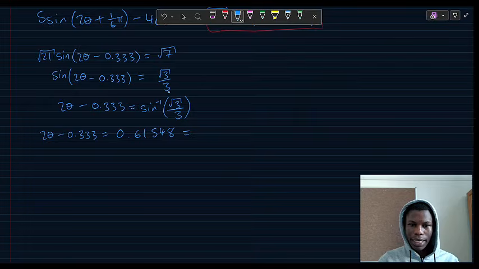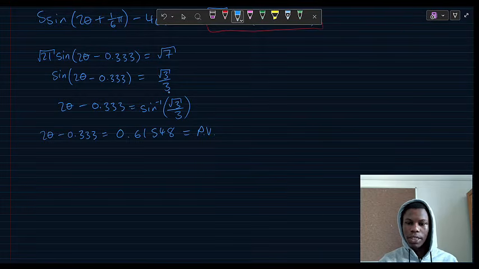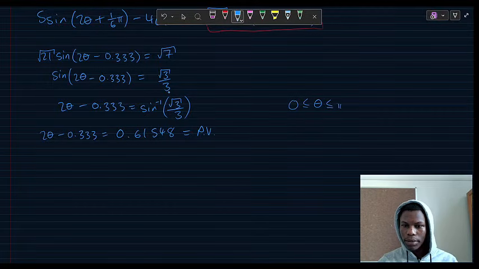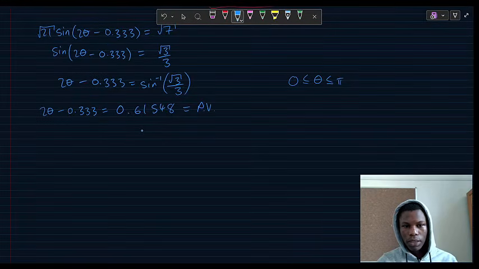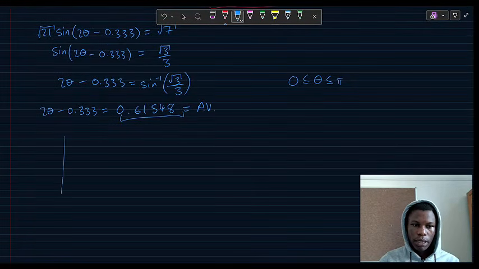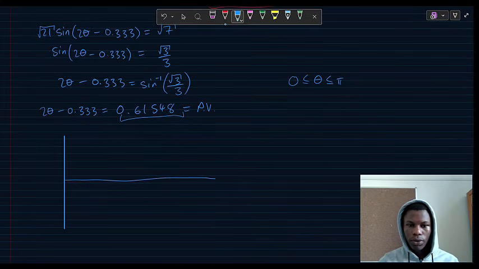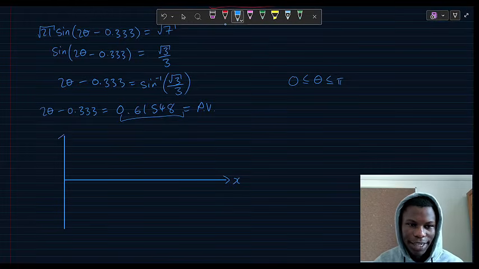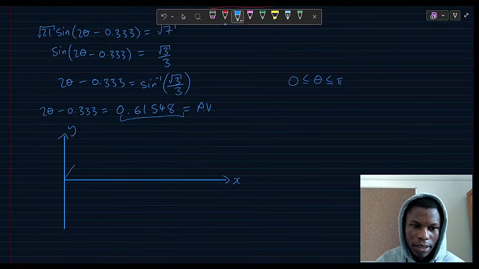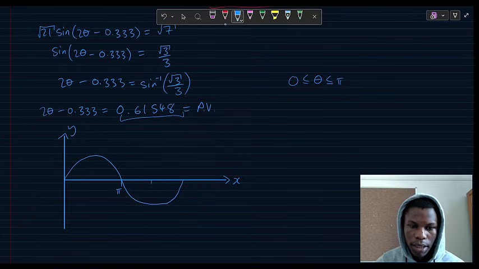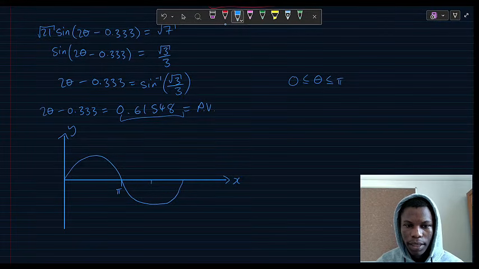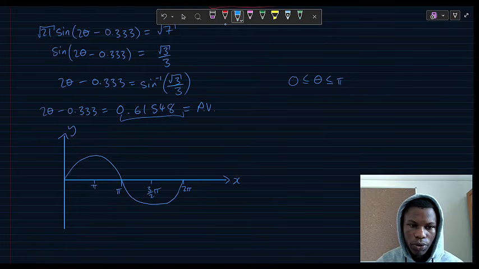And this value that you get directly from your calculator is your principal value. This is the value that you're going to use to look for other solutions within the interval. So the interval is theta has to be between 0 and pi inclusive. So if we want to check for other solutions, we're going to use this. And so let's do that. If we draw a sine graph, not a cosine graph, this here is going to be pi, and this is going to be 3 over 2 pi, and that is 2 pi. So that has to be pi over 2.